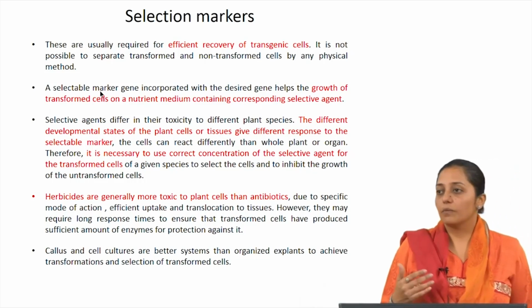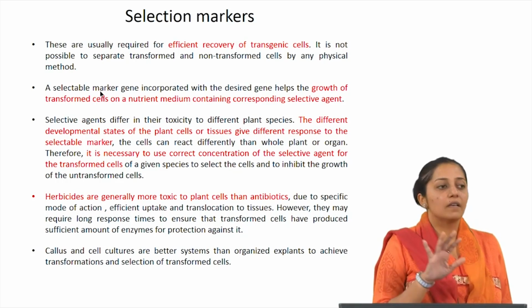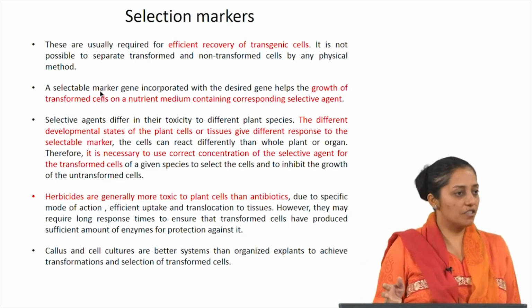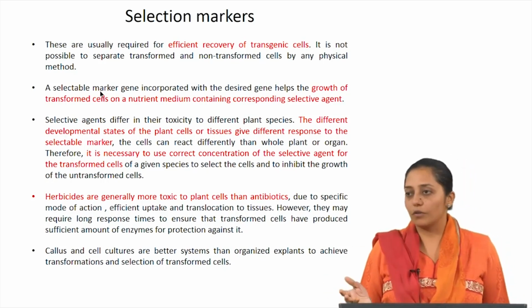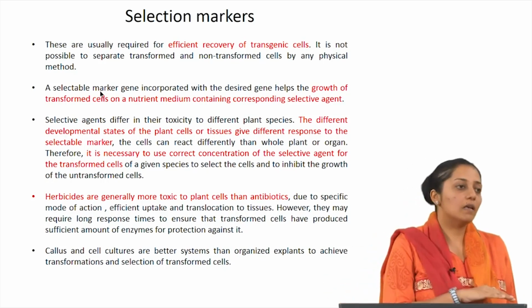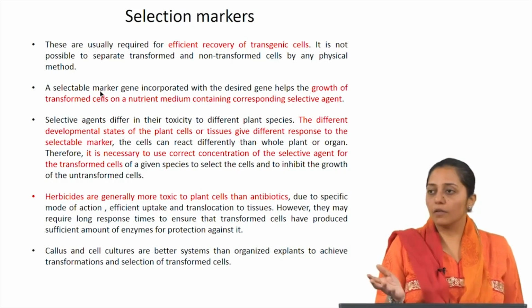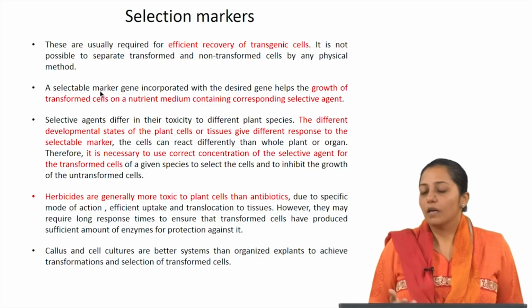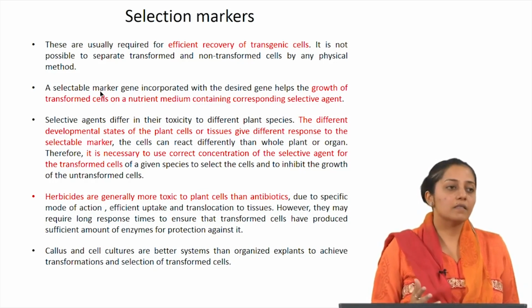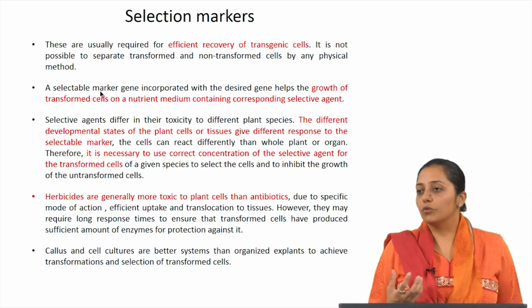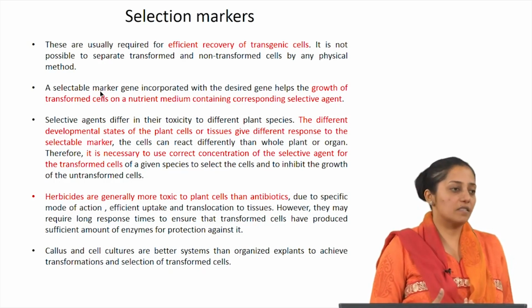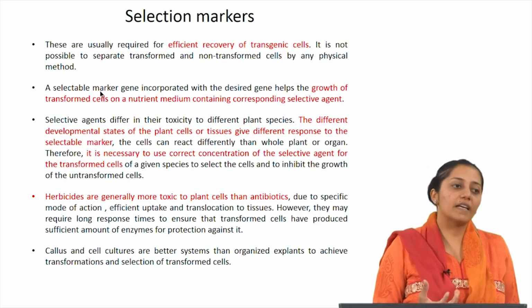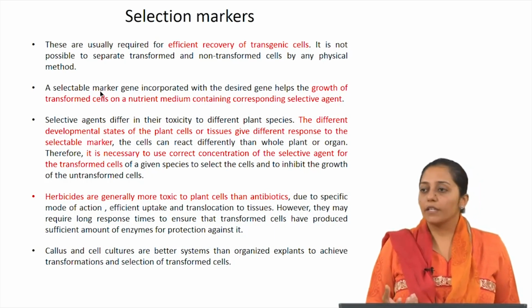Now, what does it mean? Only when it is expressed, because it is present in the transgene which is integrated into the plant chromosome, it will express in the plant chromosome, then only it will be able to show antibiotic resistance. Now even in antibiotic resistance, you would like to choose resistance against an antibiotic to which the plant cells are highly sensitive. So what kind of antibiotics?